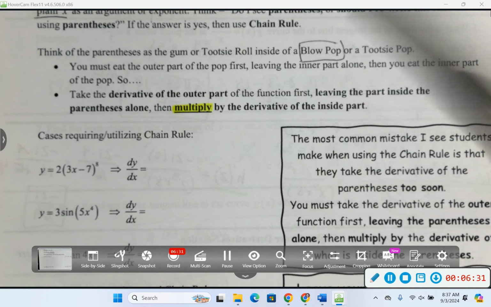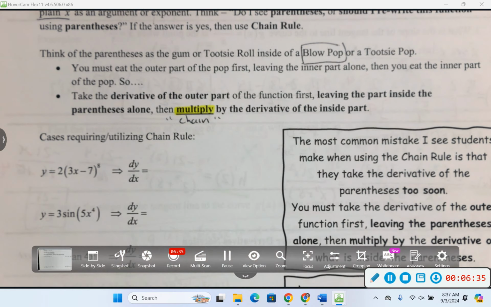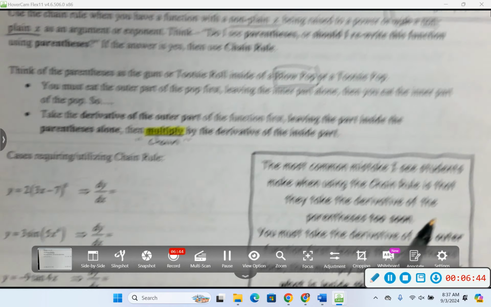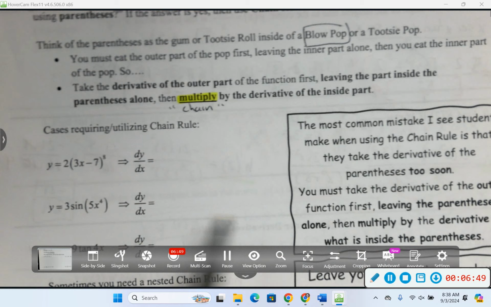And that multiplication connection is the chain part of the chain rule, because you're going to chain the derivatives together with multiplication. That's the link that ties the two together. So, one layer at a time, linked by multiplication.